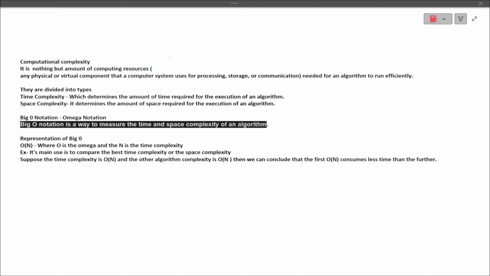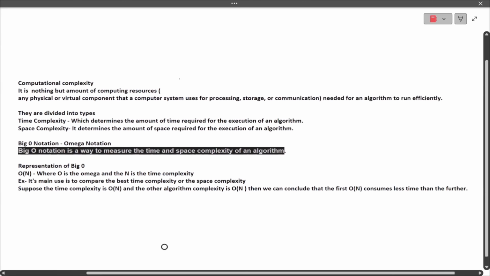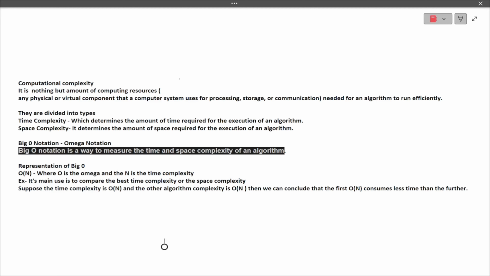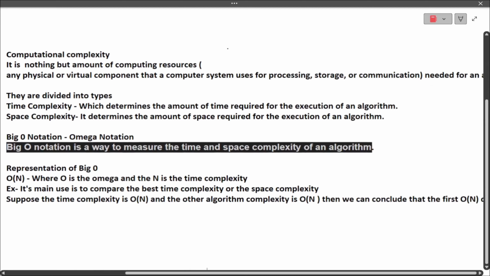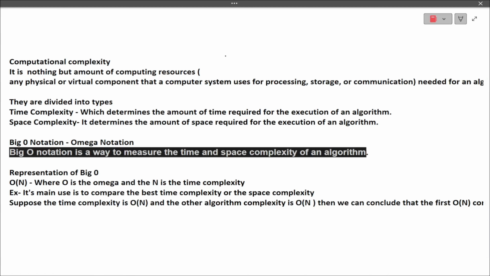First we need to understand the term computational complexity. The meaning is very simple. Here I have typed it down and kept it over here so that you will be able to use these statements directly in your examination. So let's read. Computational complexity is nothing but the amount of computing resources. This is the important part. Computing resources.